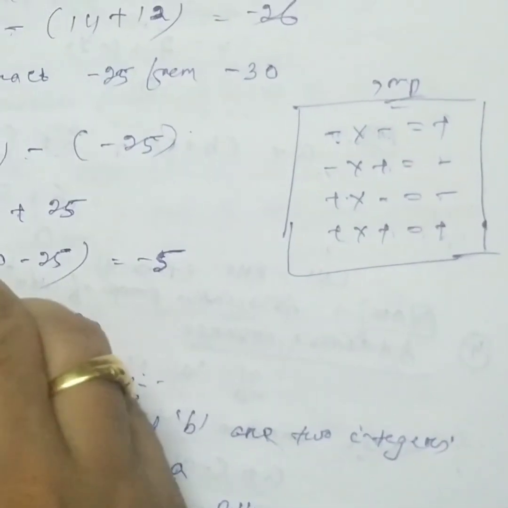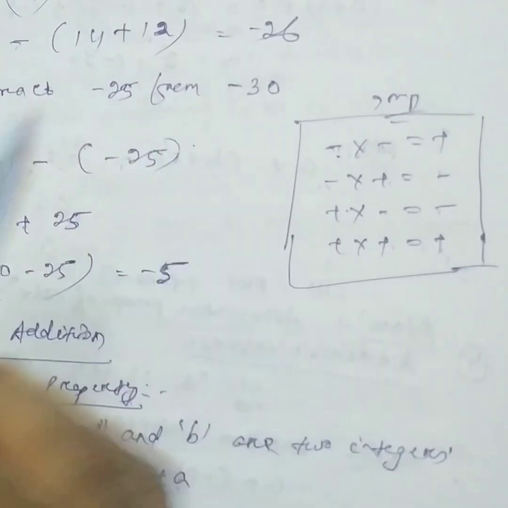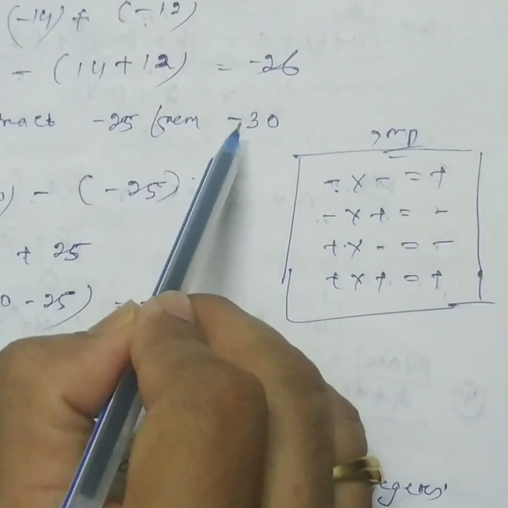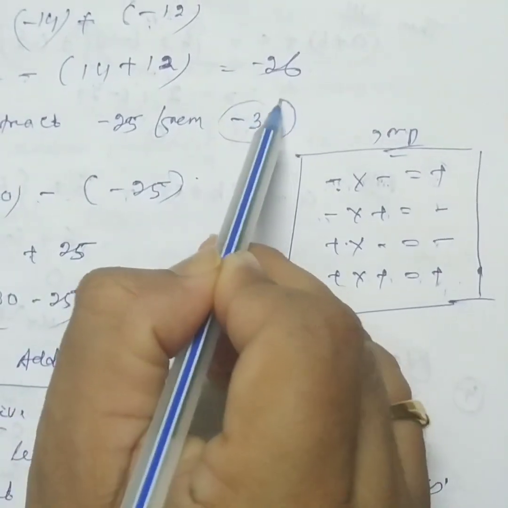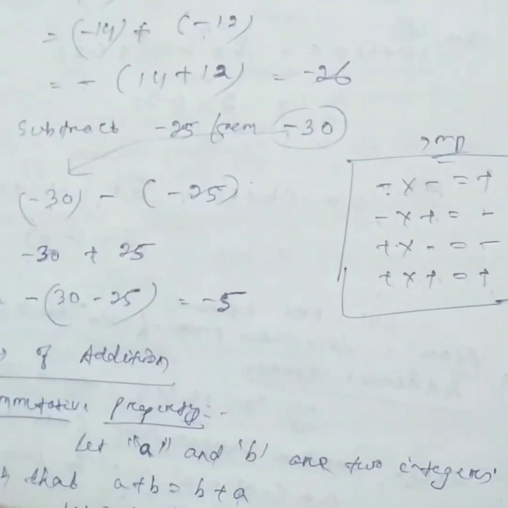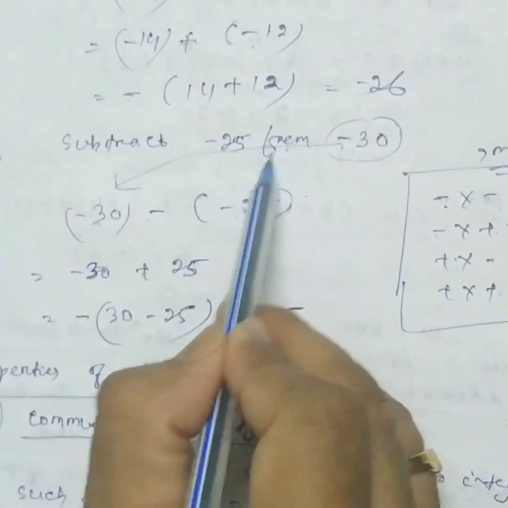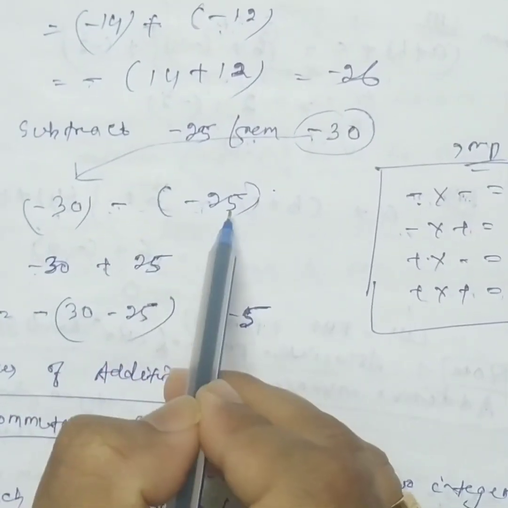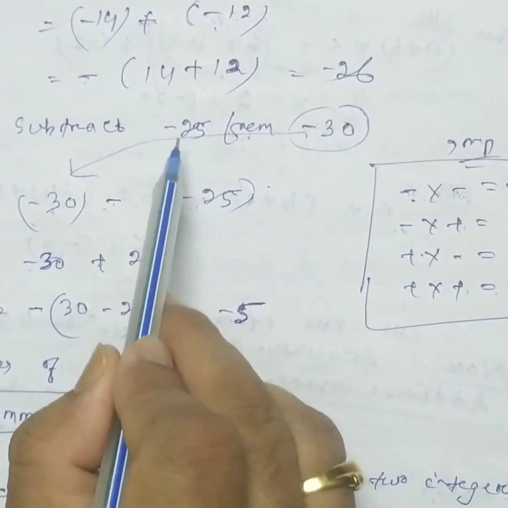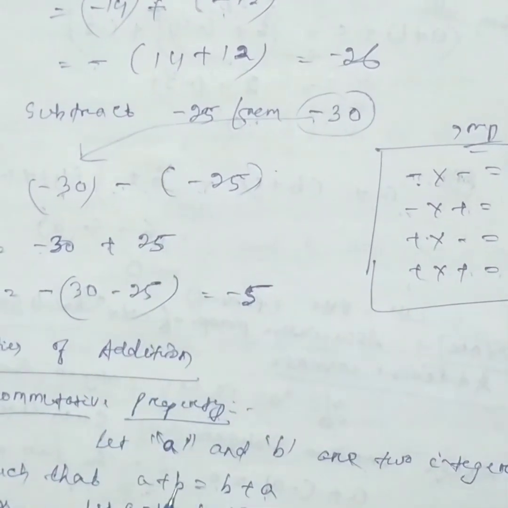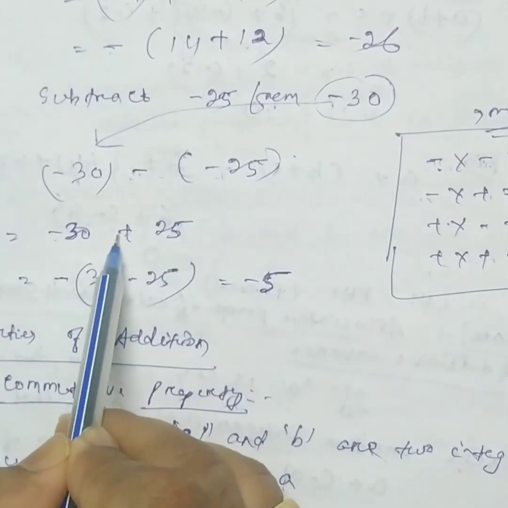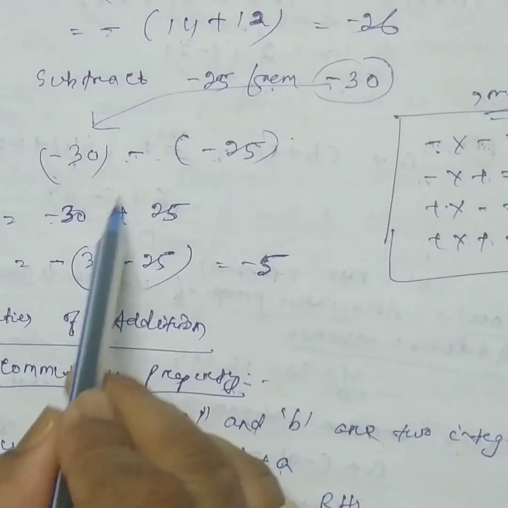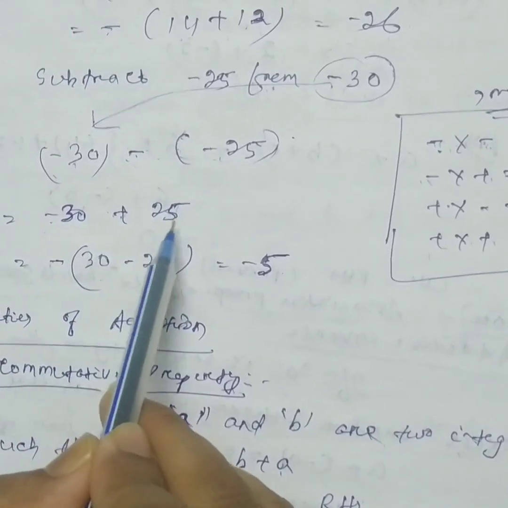Next question: subtract minus 25 from minus 30. So similarly, as I told earlier, after "from" we have to write first. The first one is minus 30. You write here. Then put the symbol minus because "from" is there. Then minus 25 in bracket. Always, I told you, negative integers you have to keep in bracket. Then minus into minus is plus here. So minus 30 plus 25.